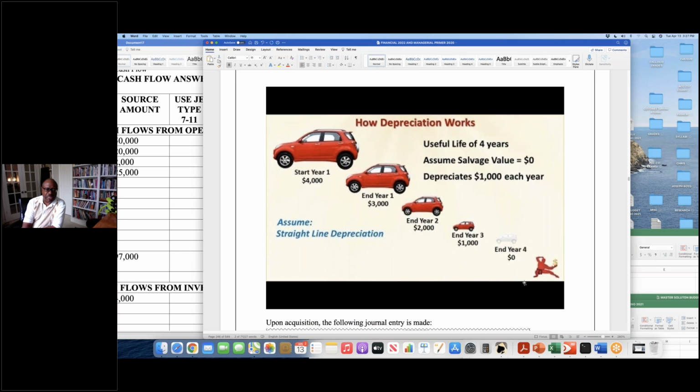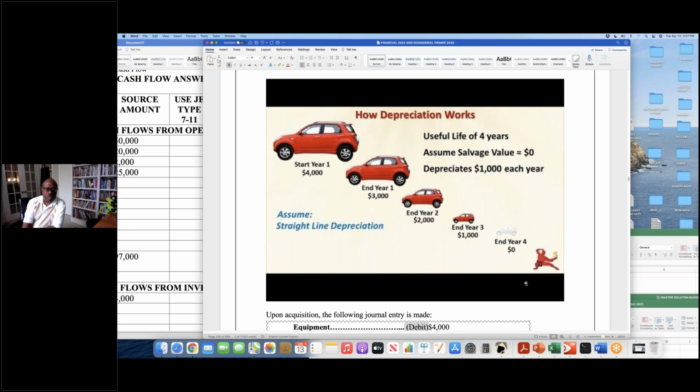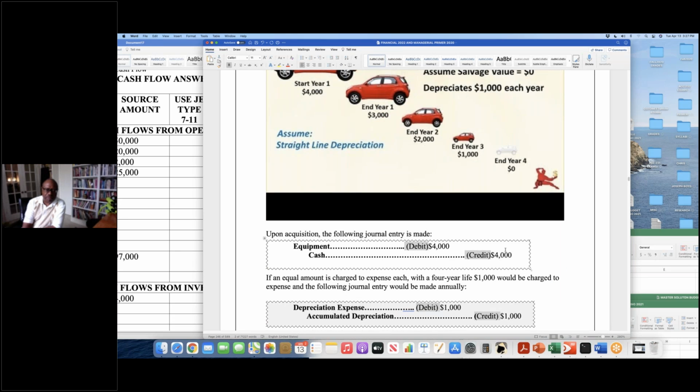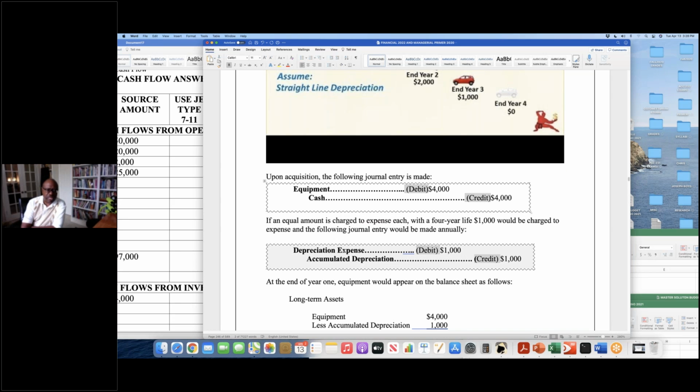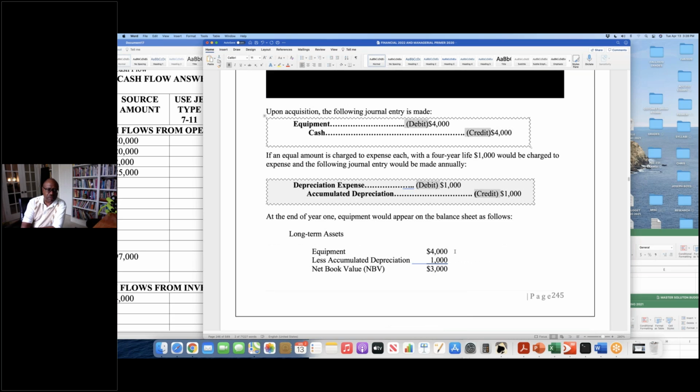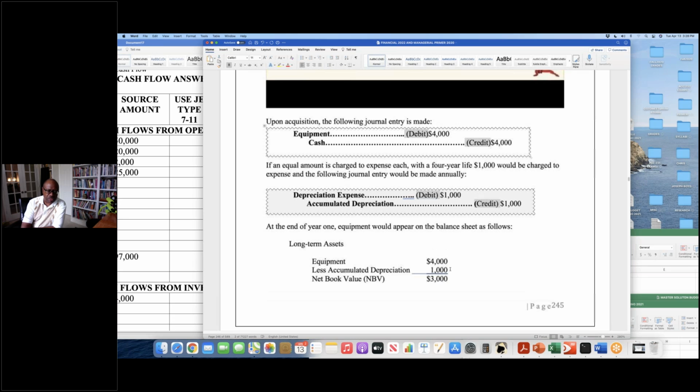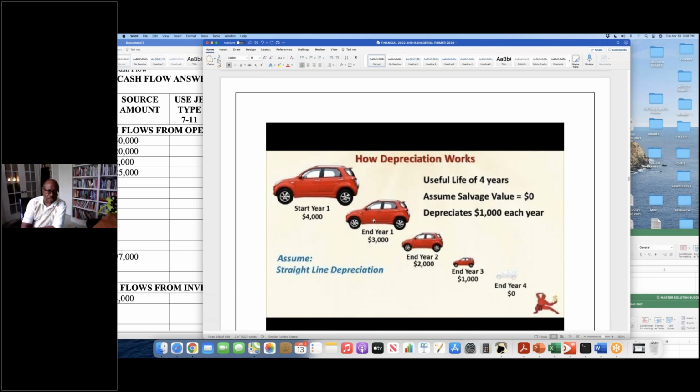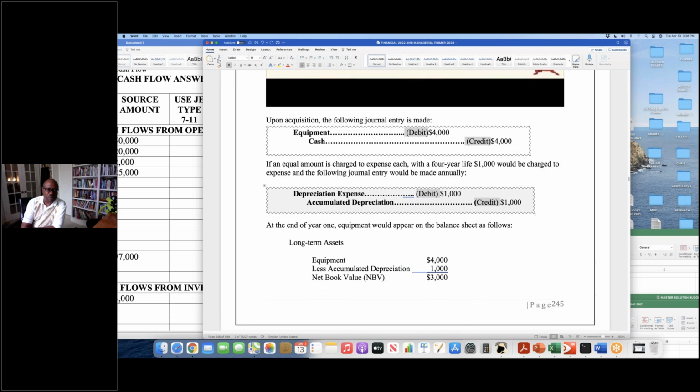If we were doing straight line depreciation, when we bought the car, we debited equipment. Let's say we paid cash for $4,000: debit auto, credit cash for $4,000. When we record depreciation the first year, we debit depreciation expense and credit accumulated depreciation. That's a contra account. So when we get to the long-term assets, we're going to have equipment less accumulated depreciation. The car is worth $3,000. We're showing this car is only worth $3,000 with this entry and this balance sheet presentation.